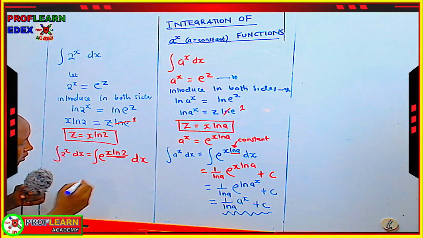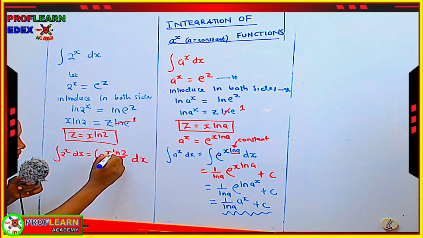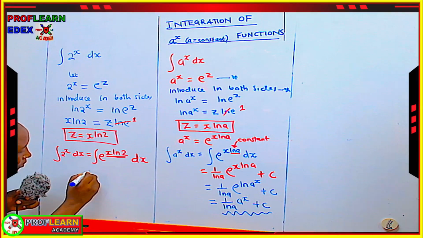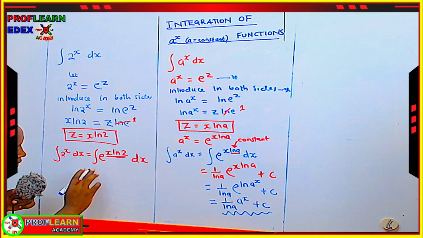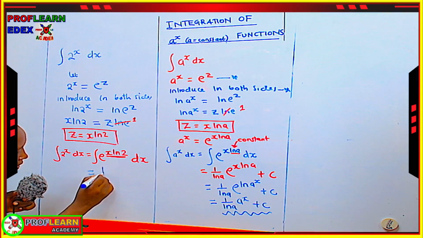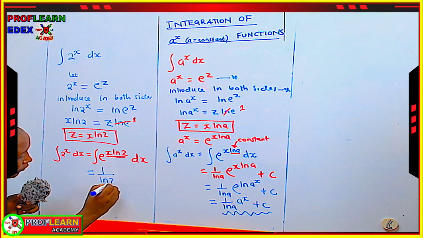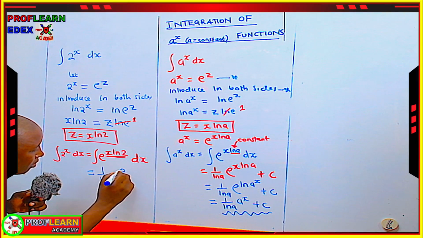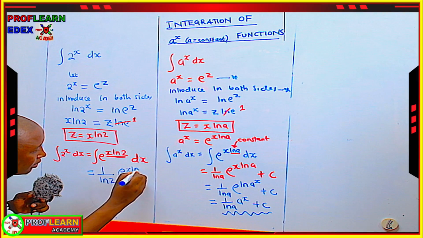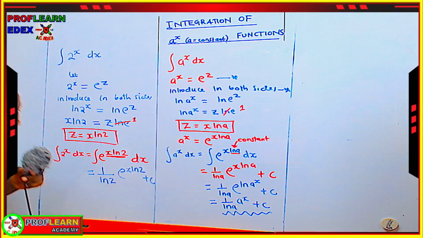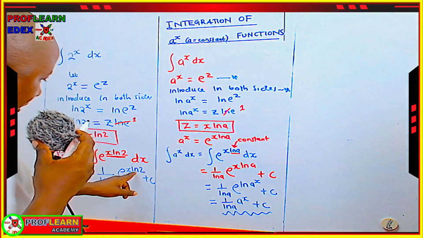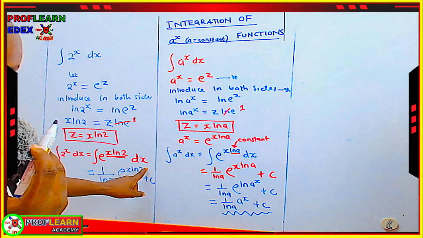the power, but you see the variable is x, but 2 is a constant. So if you are differentiating x ln of 2, we are going to get ln of 2 as the answer. Then we shall say 1 over ln of 2. Then we shall write the expression the way it was, e to the x ln of 2. Then we shall say plus c. So once we have this, we need to take this up the power here.